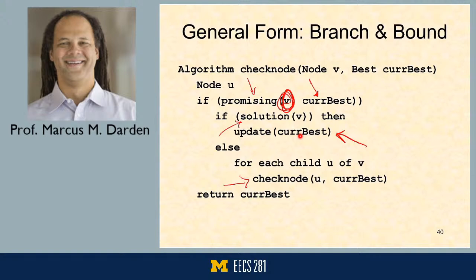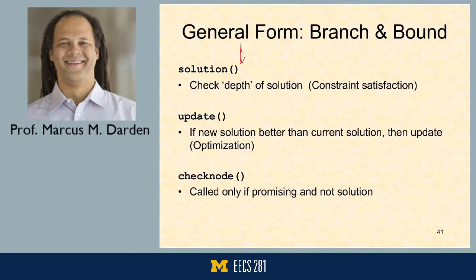I need to know what the weight of it is, but I also have to print out the answer in the end. So if I don't keep track of it in a way that I can print it later, then I won't be able to show my answer in the end. So now I've got this update function. If a new solution is better than the current solution, then update, right? The if isn't part of update, right? If I get to update, I know that I've got a new solution and it's better than the current solution. So the if is really part of either solution or promising, right?